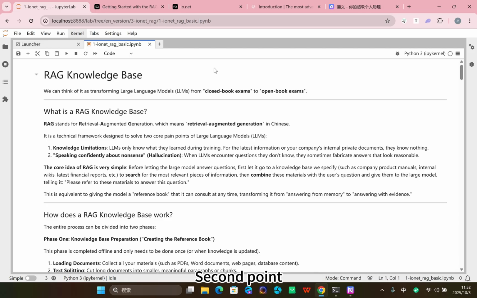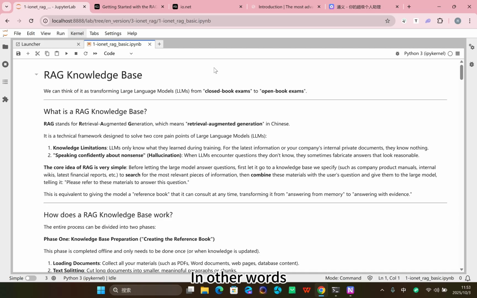The second point is what we call the hallucination problem. We have knowledge in our knowledge base, which can be compared against, and then the model follows it to answer the question. Roughly, those are the two reasons why we use a knowledge base.